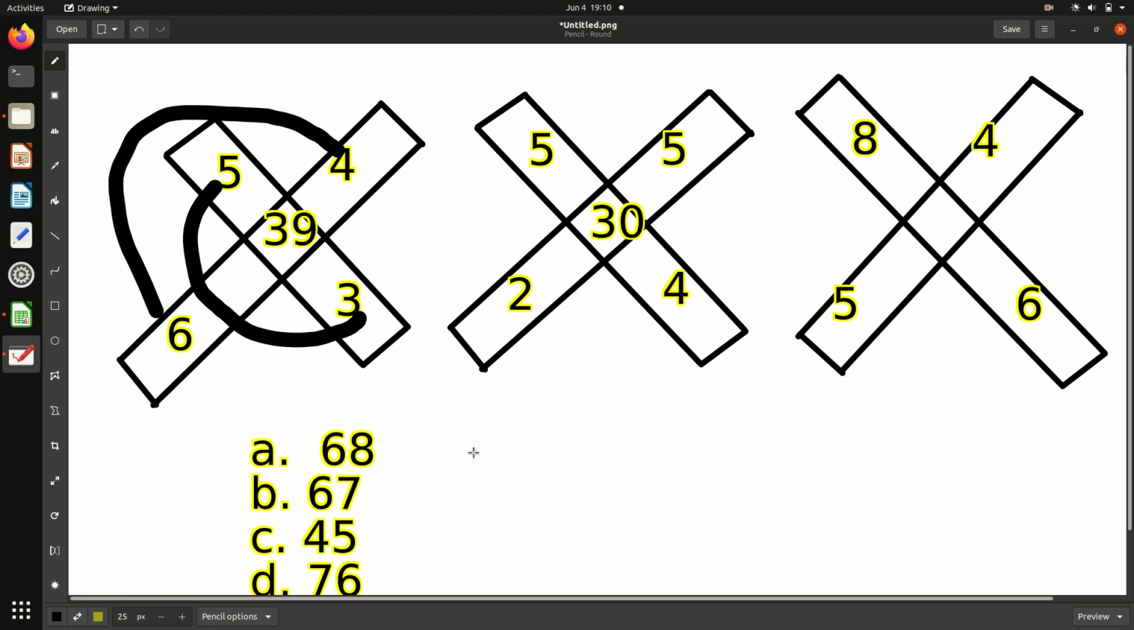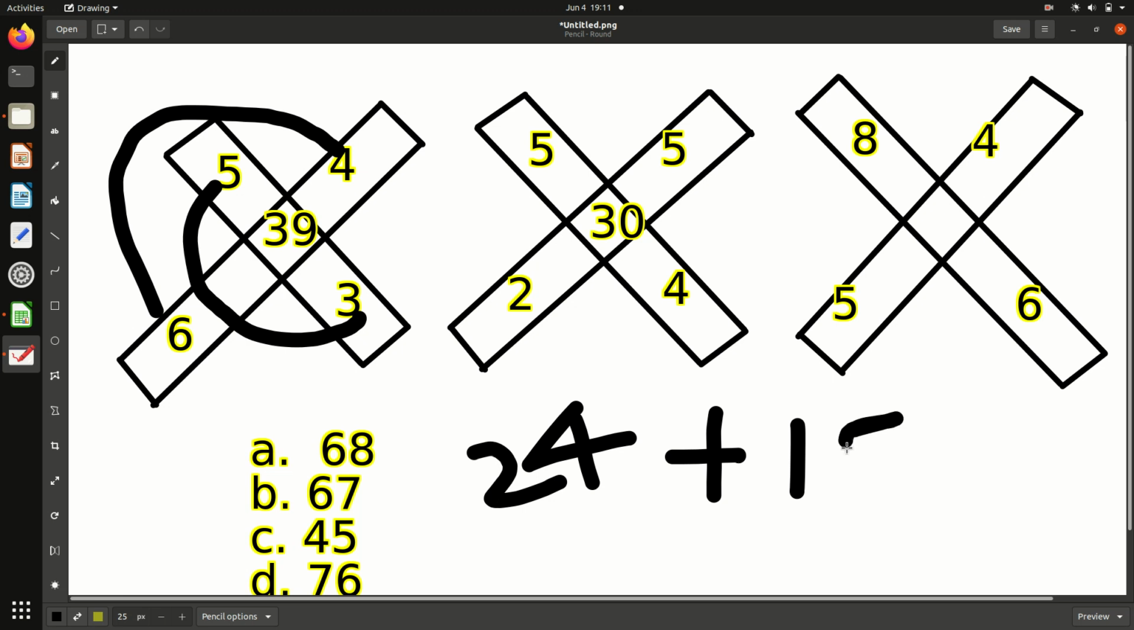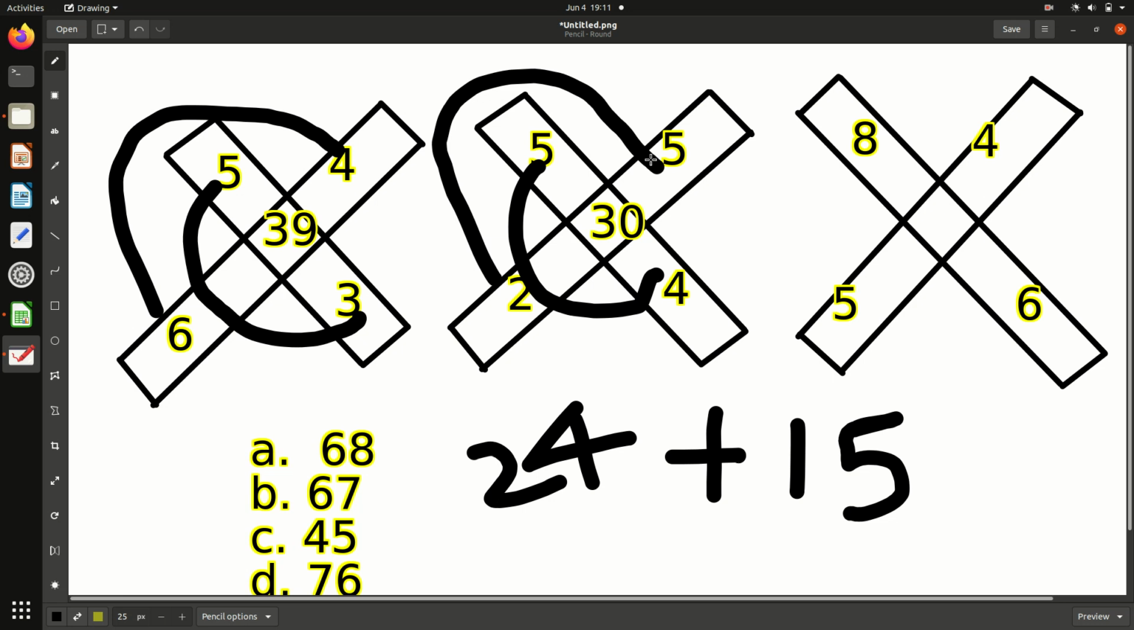So 24, and then you have to add it with 15. Okay, and the result as you can see is 39. So if you add 24 plus 15 it will be 39. So this is the result. Now the same thing we will see for the second case. We will do the multiplication of these two. 5 into 4, 20, and then 5 into 2, 10, and 20 plus 10, 30. So in this way we are getting the central number.